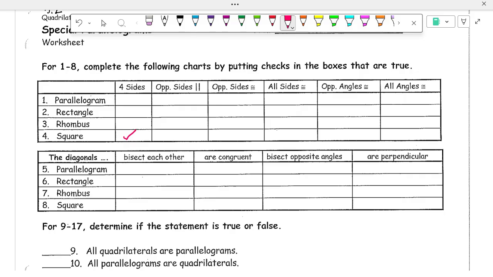So you're just checking off what properties each shape has. And remember, some of those will be blank for some shapes, because it doesn't have that property. For example, a parallelogram does not have all sides that are congruent, so you're not going to check that. Everyone should be doing at least one shape on their own, and then the 4th shape you guys can do together.